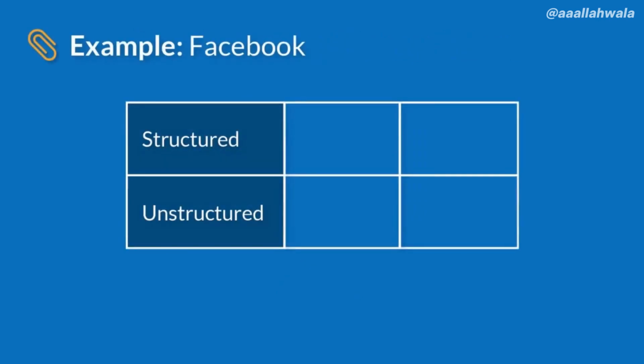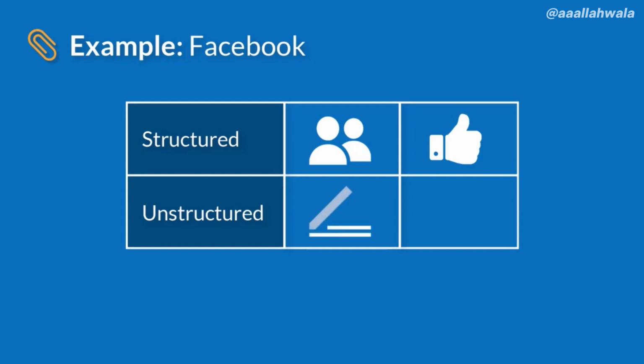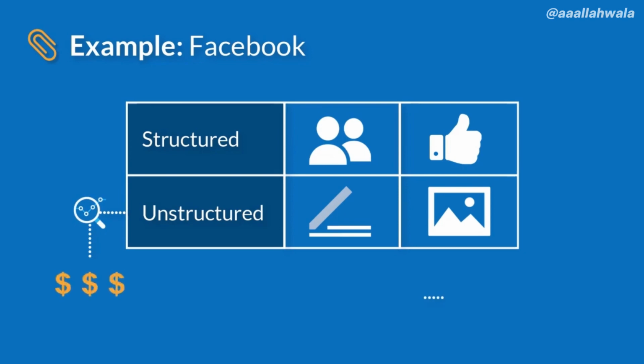Consider a social network like Facebook. Some of the data they collect is structured, such as a list of someone's friends or the pages they like. However, much of their data is unstructured, such as posts people write and pictures people upload. For Facebook, generating analytical insights from this unstructured data is key to delivering value to users and advertisers.